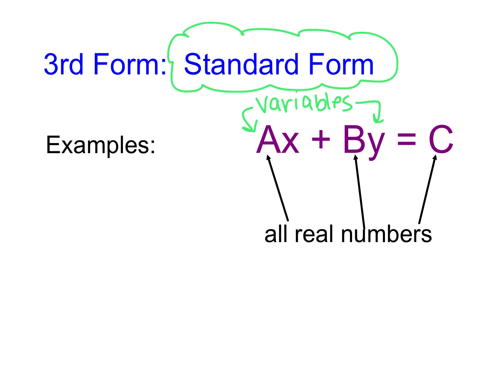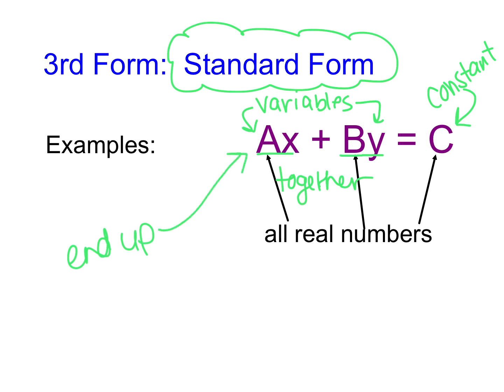So you can see that on the left-hand side we have the coefficient of x times x plus the coefficient of y times y. So the variables are together on one side of the equation. On the other side of the equation, that constant value, so the number that has no variables, is all by itself. So in standard form, this is where we ultimately want to end up. We want to end up with the constant on one side of the equation by itself, and then we want all of the variables on the other side of the equation together.